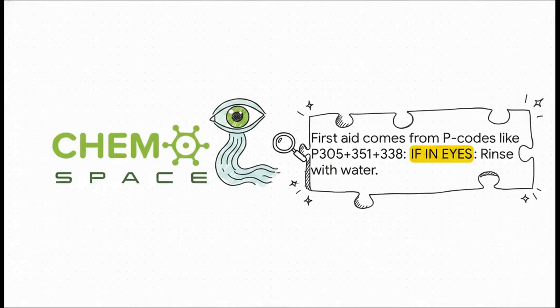And this is where the P codes come into play. For that eye hazard, the safety sheet gives us a P code, P305 plus 351 plus 338. And that code translates directly into our first aid instructions. If in eyes, rinse cautiously with water for several minutes. Remove contact lenses if present and easy to do. Continue rinsing. You're not guessing, you're just copying the instructions.